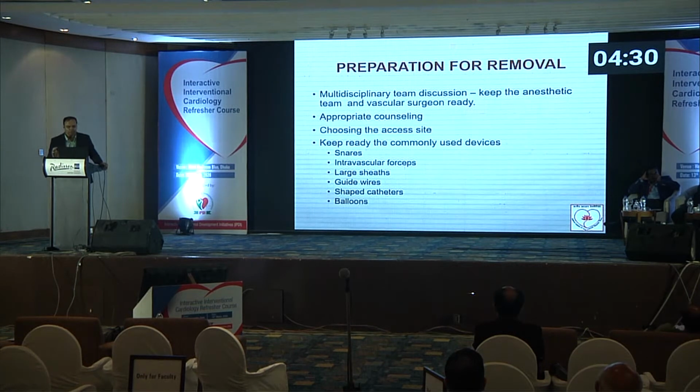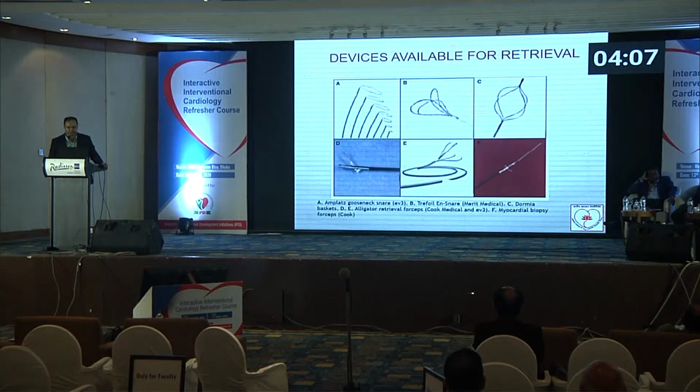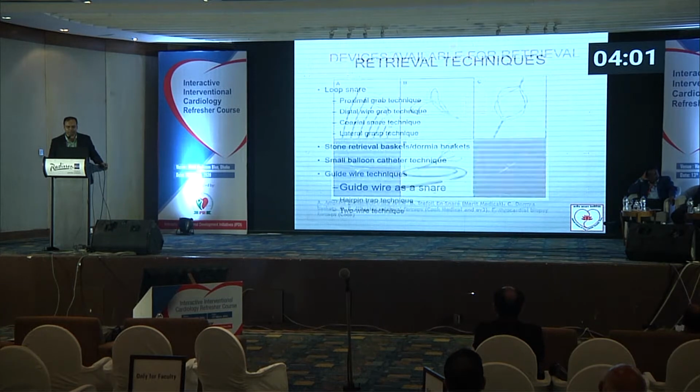Preparation for removal is a multidisciplinary approach. The cath lab team should include the anesthetic team, vascular surgeon team, and cardiac surgery team. Appropriate counseling, choosing the access is important, and keep ready the commonly used devices like snares, intravascular forceps, large sheaths, guide wires, shaped catheters, and balloons. These are the different types of snares used in cath labs.